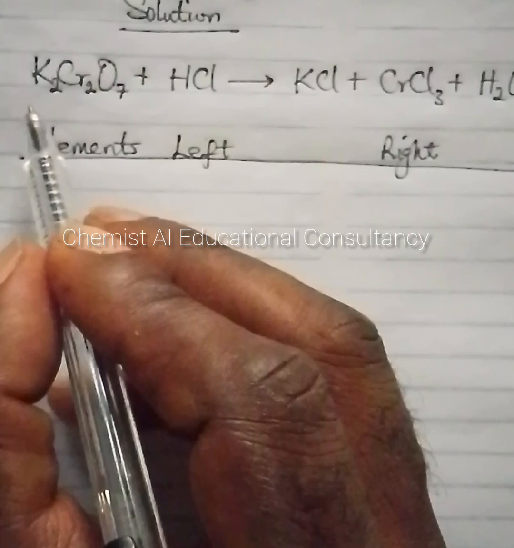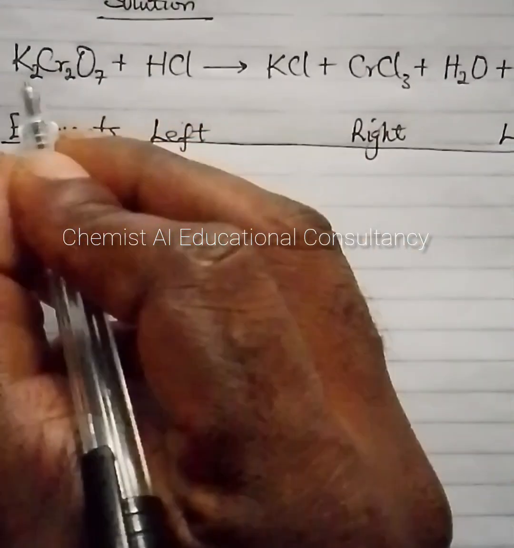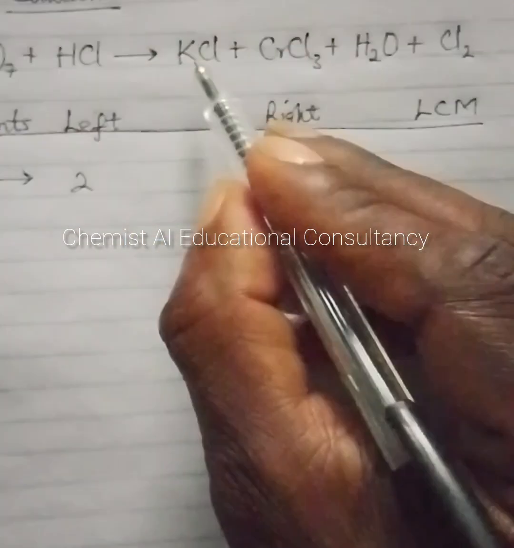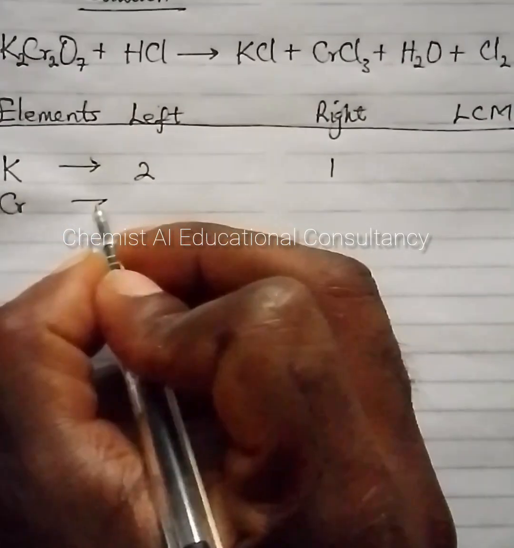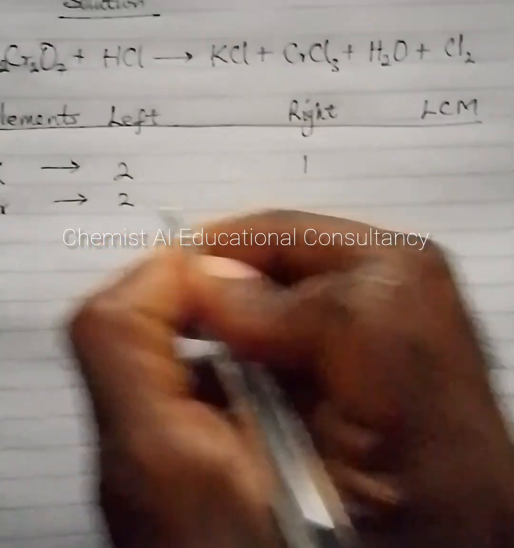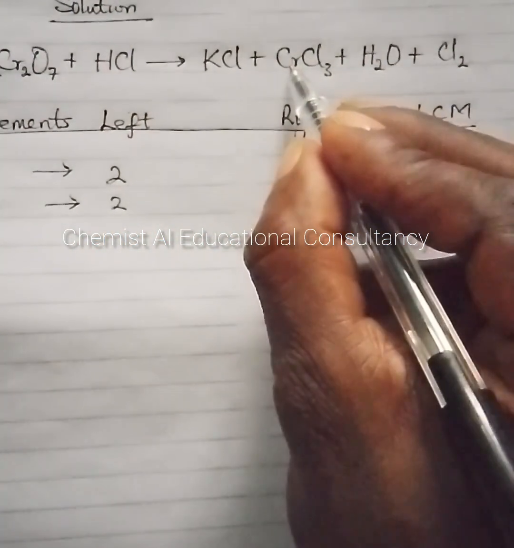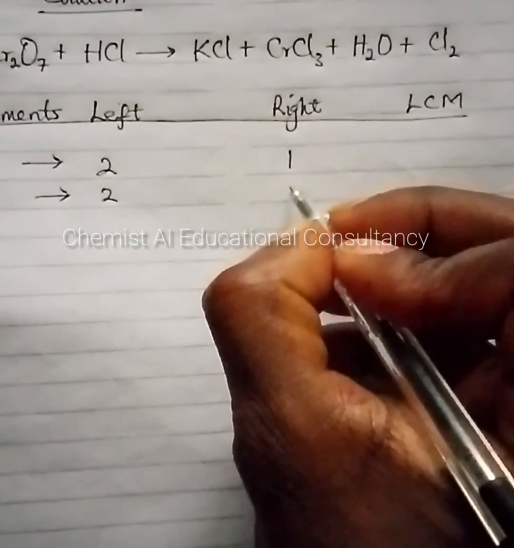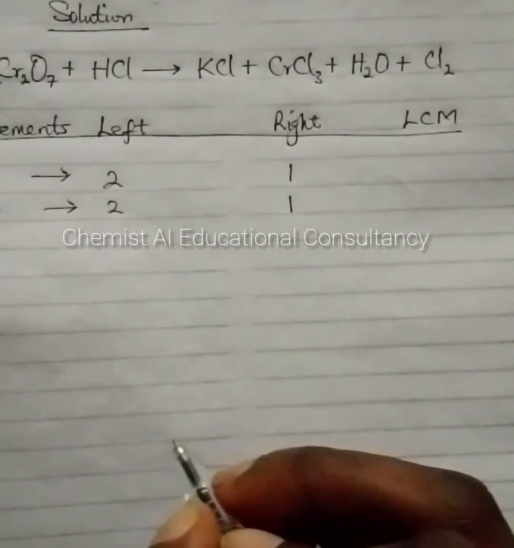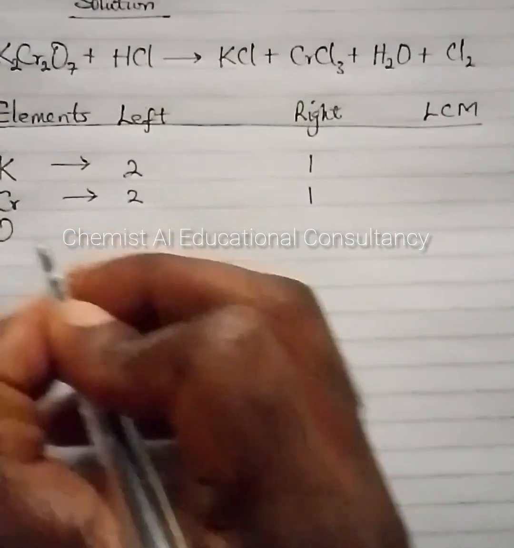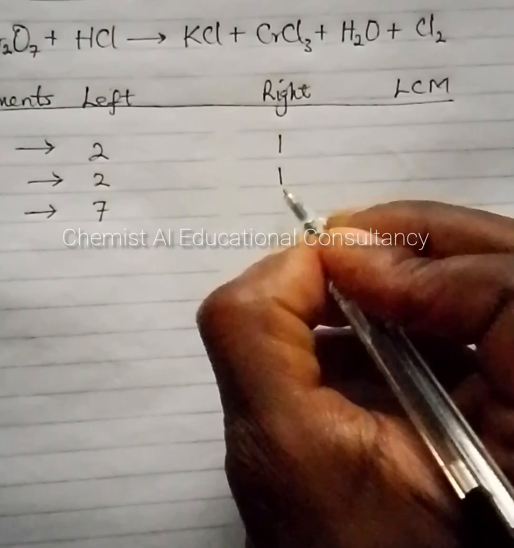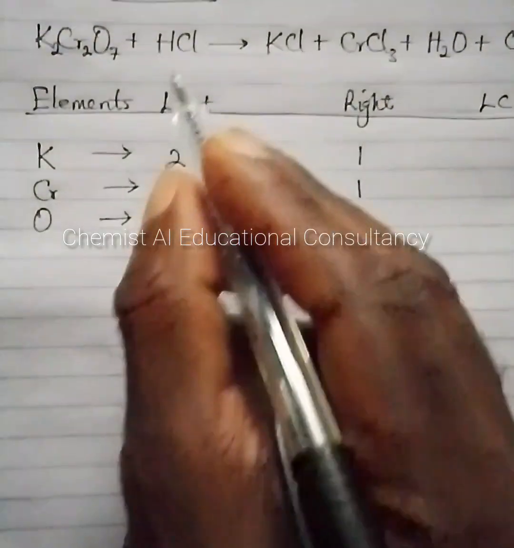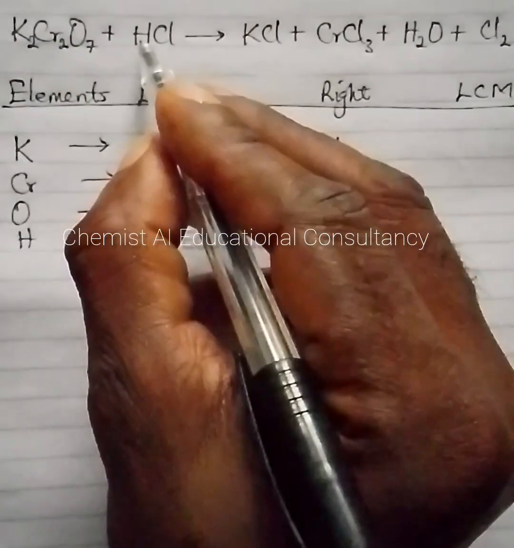Now, the first element you are seeing here is potassium, and potassium is 2 at the left hand side but 1 at the right hand side. The second element is chromium. Chromium is 2, you can see it there, 2 at the left hand side and 1 at the right hand side. The next element on the line is oxygen. Oxygen is 7 at the left, and when you check at the right, it is 1, that one that exists in water. The next element is hydrogen. Hydrogen is 1 at the left but 2 at the right.